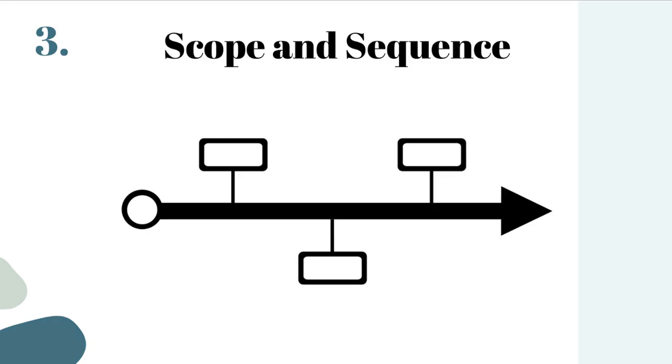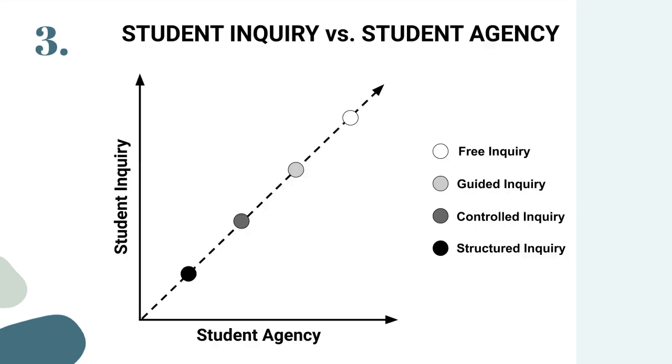Next is thinking about your scope and sequence. Trying to think about your timeline and how much time you have allotted for this particular unit of study can be helpful. And referencing where you are in your curriculum is also going to be really helpful to help you think about the different topics, state national standards, and student objectives that you want to complete throughout this unit.